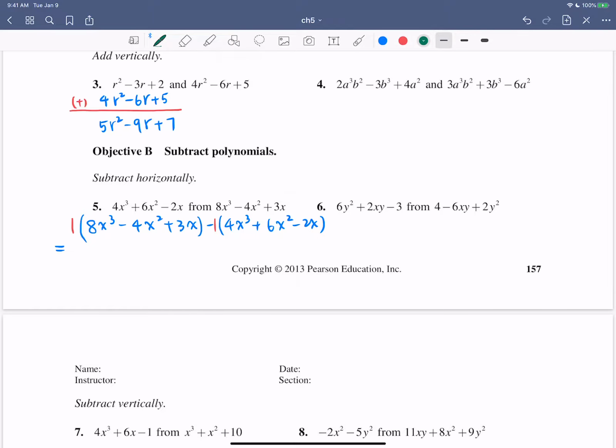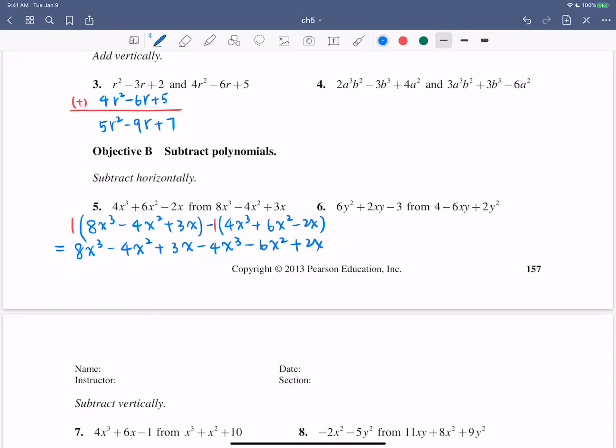First part, we're distributing the positive 1. So if you multiply every single term inside by positive 1, you still get the same term. It doesn't change. And that's how you get rid of the first pair of grouping symbols. For the second pair of grouping symbols, distribute negative 1. So if you multiply every single term inside by negative 1, they're going to have an opposite sign. Negative 4x cubed, negative 6x squared, and positive 2x.